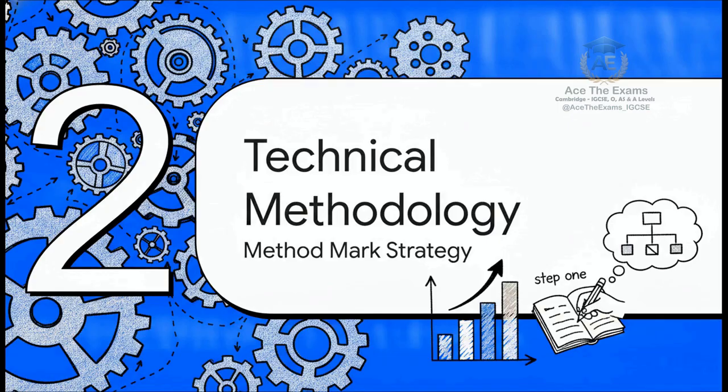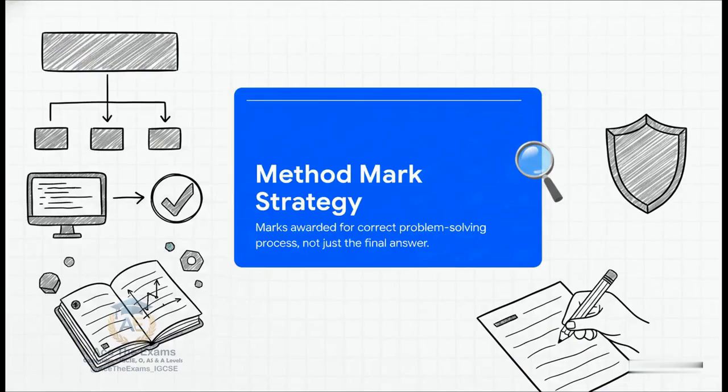Section 2. Technical Methodology. Pay super close attention here, because understanding the method mark strategy is your absolute safety net. This is how you secure partial credit even if your final code has a bug or your final calculation is off. Examiners are explicitly looking for your process.